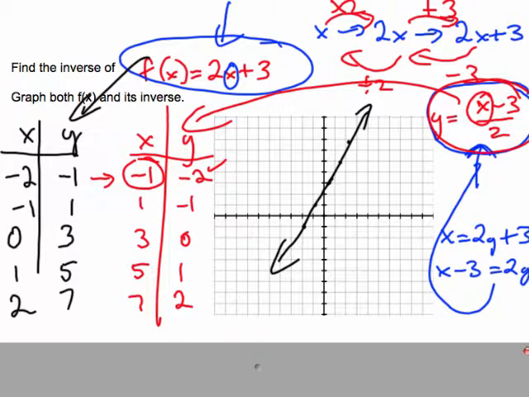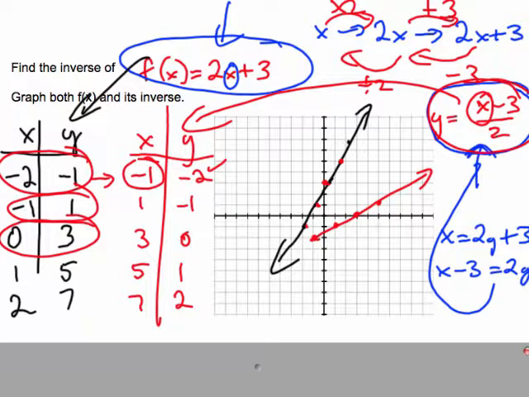Now when I graph these reversed points, notice what's going to happen. Instead of graphing -2, 1, I'm going to graph 1, -2. So this point ended up here. Instead of -1, 1, here I'm plotting 1, -1. Instead of 0, 3, here I'm plotting 3, 0. Instead of 1, 5, I'm plotting 5, 1. And my graph looks like that.